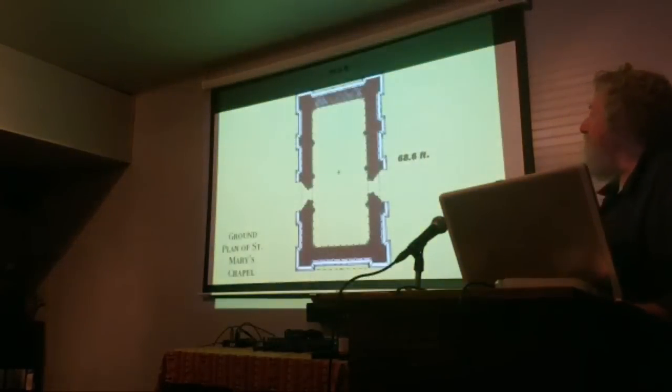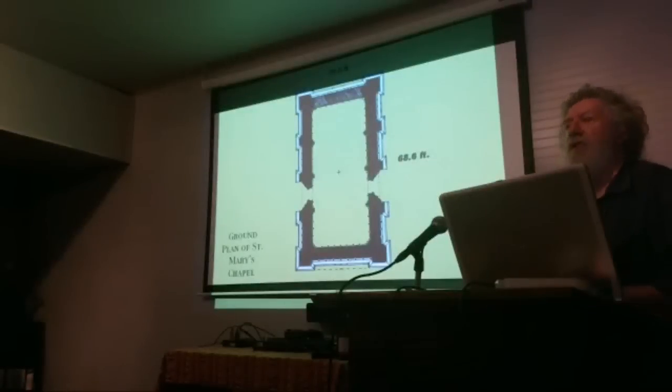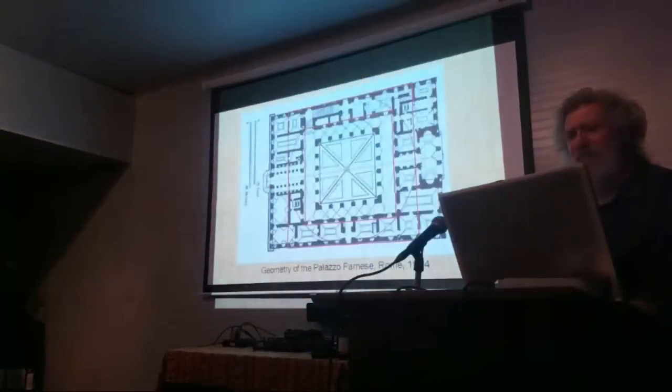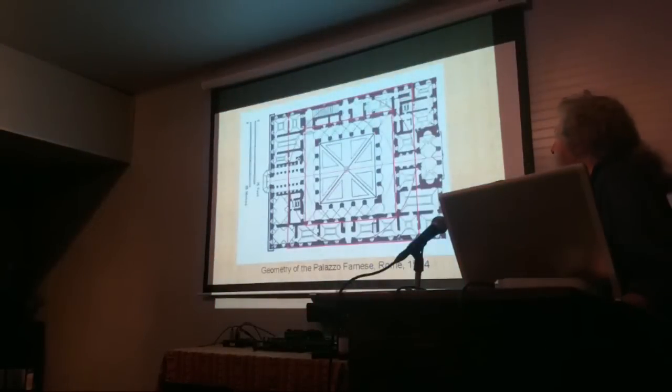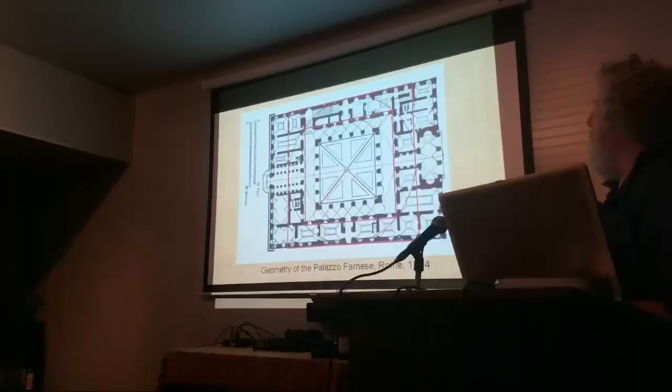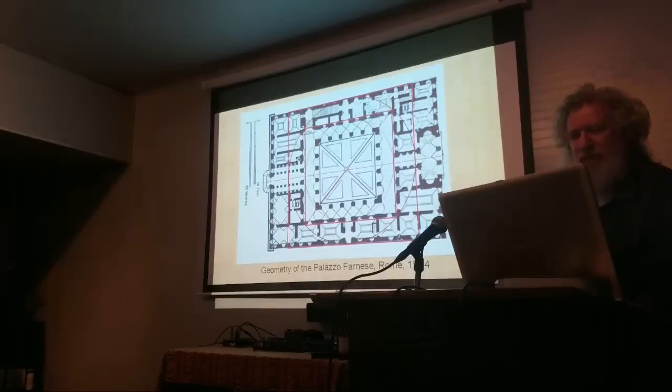But here is the ground plan of St. Mary's Chapel. 9.6. Try the math on that, pull your calculators out, do the math, and discover that's a root 3 rectangle. Then we have the Palazzo Farnese in Rome. It's based upon the root 2 relationships, and I'm going to go through this quick.